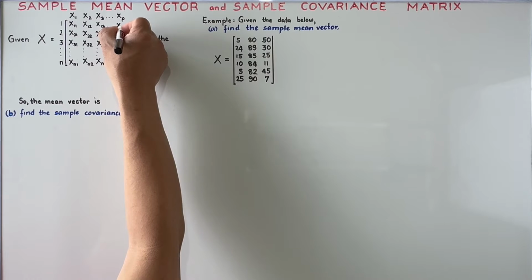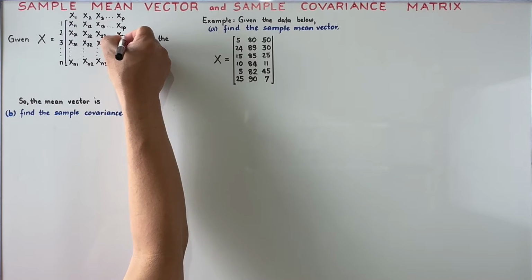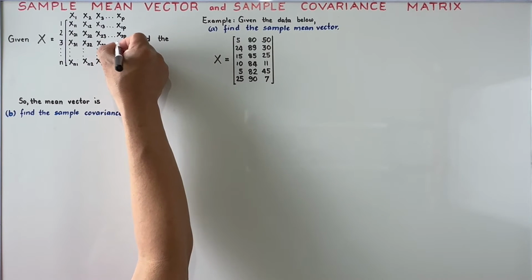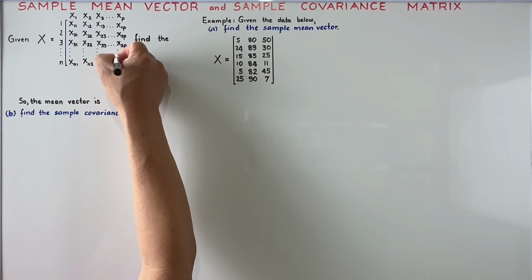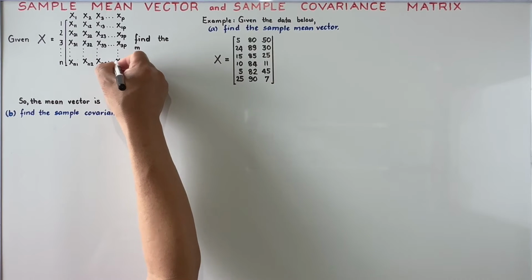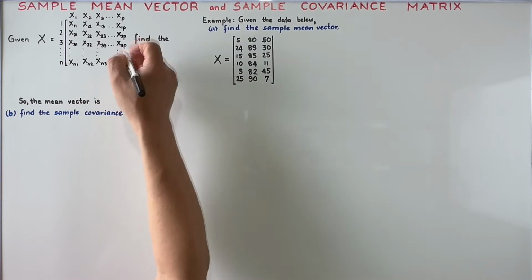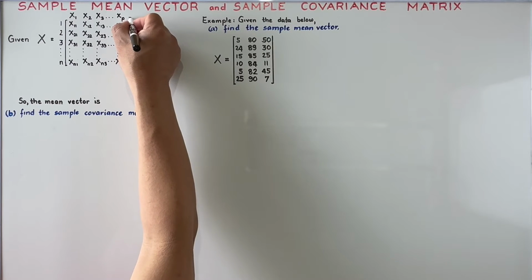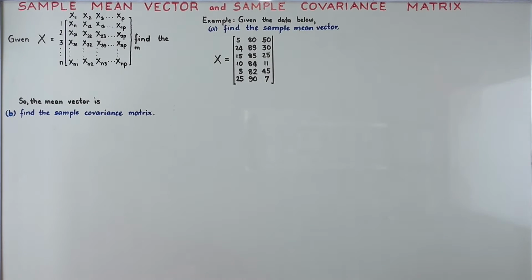So this is the first observation for the pth variable, the second observation of the pth variable, the third observation for the pth variable, and so on until you reach the last element, the last data point, the nth observation for the pth variable. So this is our matrix organizing all the data elements in our study.